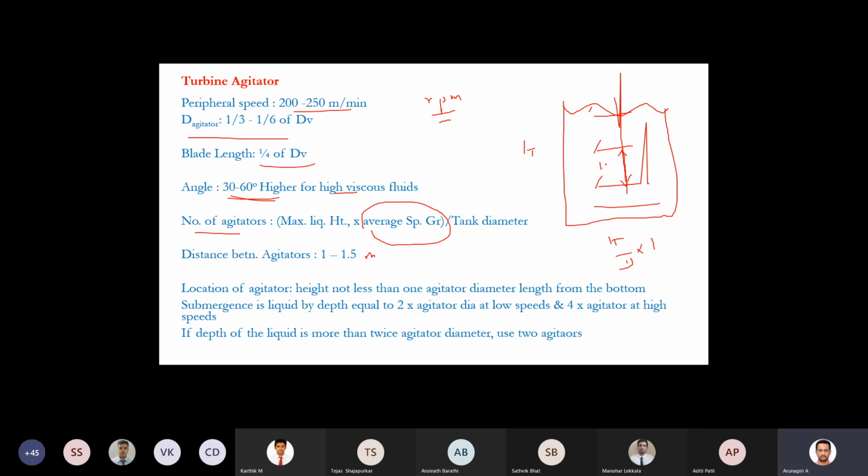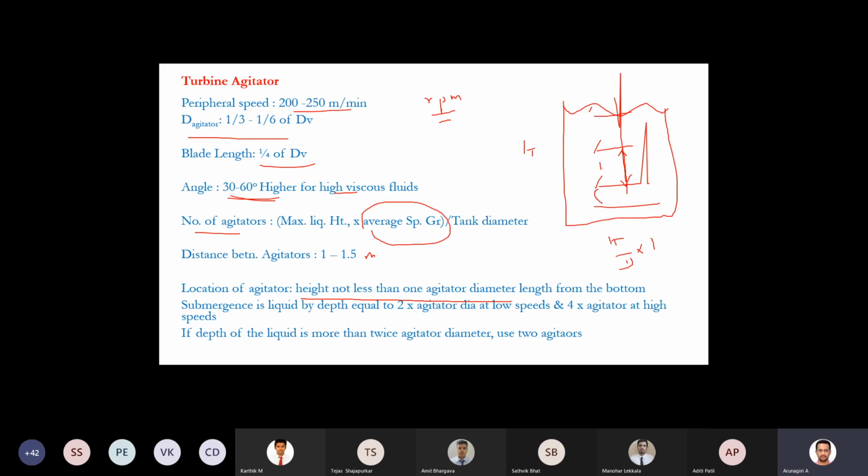Okay, so this would be 1 to 1.5 meters. And location of agitator, most of the time we will place it centrally. Okay, the height not less than one agitator diameter, or your H by D is 1. The length from the bottom, the submerged liquid depth equal to 2 times the agitator diameter. The height not less than one agitator diameter length from the bottom.